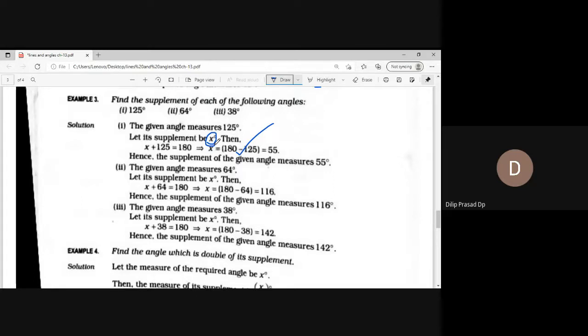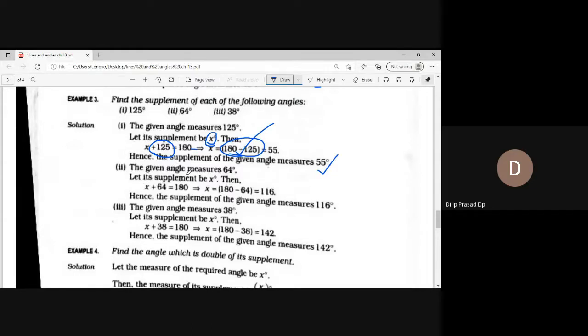Then the angle which is added here, we have to subtract it on the other side. Where there is addition, we have to do subtraction. Where there is multiplication, we have to do division. We have known that before. So we will get 55 degrees.